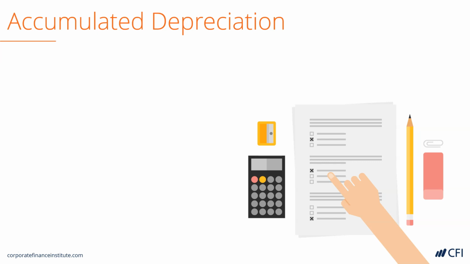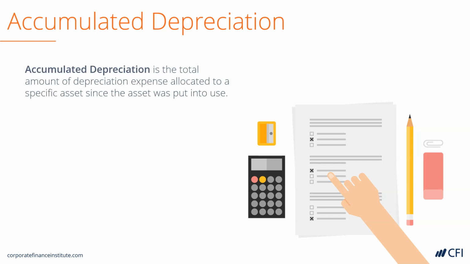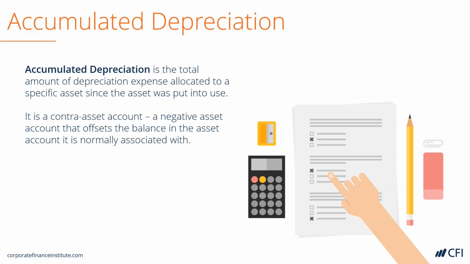Accumulated depreciation. Accumulated depreciation is the total amount of depreciation expense allocated to a specific asset since the asset was acquired and put into use. It's considered a contra asset account, which is an asset with a negative or credit balance that is used to offset the asset account it's normally associated with.